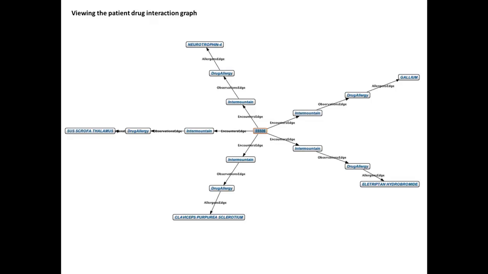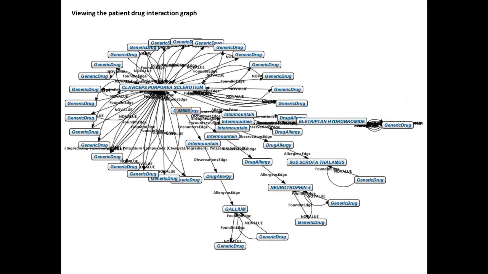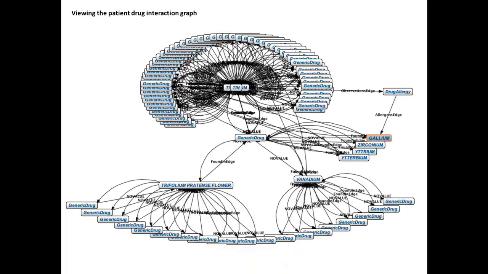Let's look at a specific patient. Here we have the patient with ID number 55506. You can see they have 5 different allergies listed here. In particular, let's look at this gallium allergy. If we expand the graph a little bit further, we can see the gallium allergy down here, and it's linked to a couple different generic drugs. Now that we've focused in on gallium, we can see all the associations between gallium, other generic drugs, and that generic drug's association to other branded drugs.